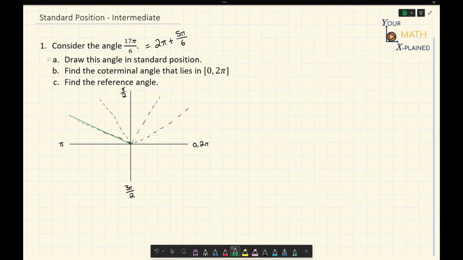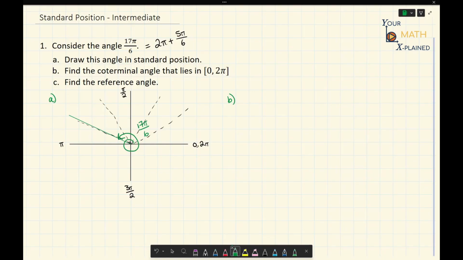So then the angle 17 pi over 6 just means that we go one full circle and then we stop at this terminal arm. So that is our 17 pi over 6. So this is part A. Now part B is asking us to find the coterminal angle that lies in the interval 0 to 2 pi.